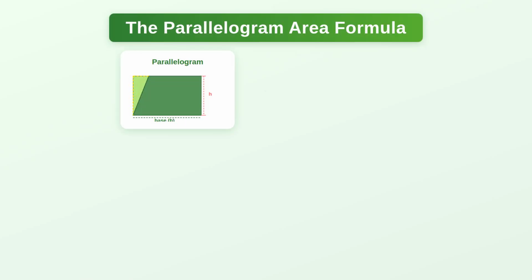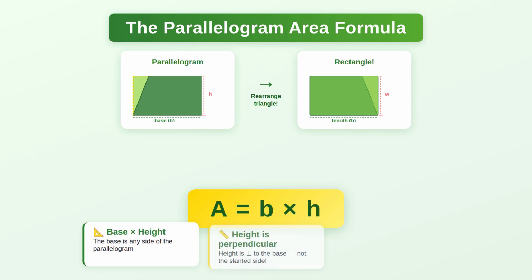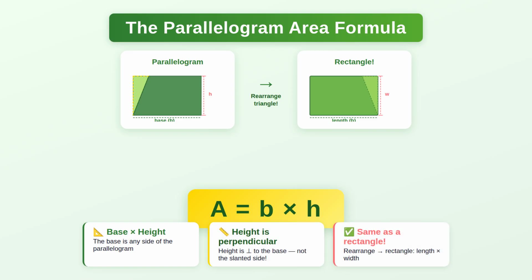This trips a lot of people up, so remember it. Here's the beautiful part. The formula for a parallelogram is super simple. Area equals base times height. A equals B times H. That's it. Here's a cool way to remember why it works. If you cut a triangle off one side of a parallelogram and slide it to the other side, it becomes a rectangle. And we already know rectangles are length times width. So base times height is exactly the same idea. Maya's face lights up. That actually makes sense.